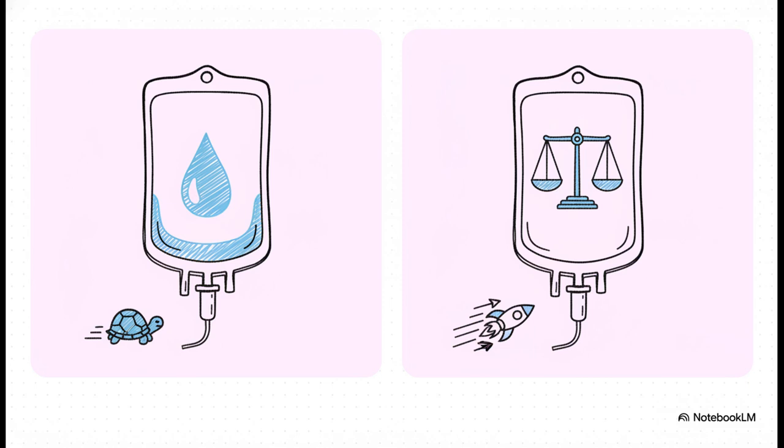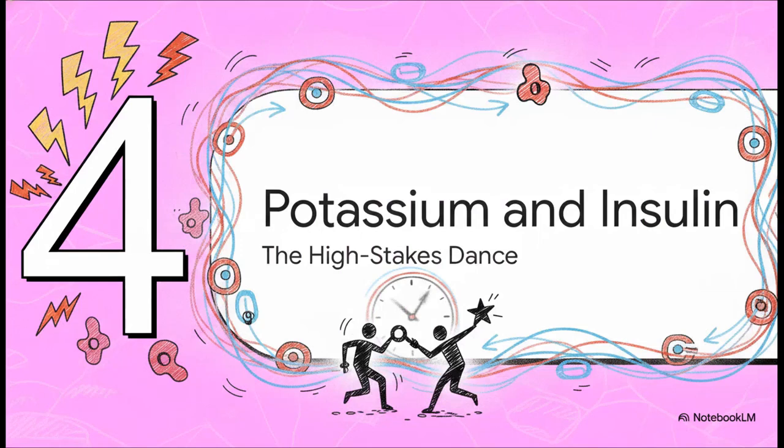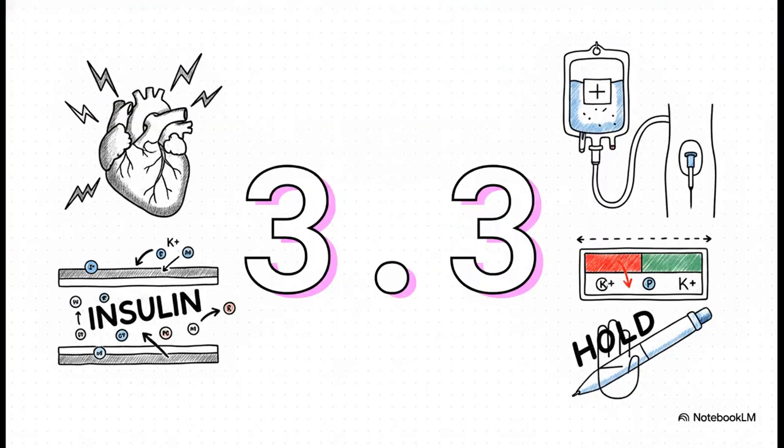It's a really compelling alternative depending on what your institutional protocols allow. Section 4. Phase 2. Potassium and insulin. The high-stakes dance. Let's dive into the absolute most dangerous phase of the protocol. Timing here is literally a matter of life and death.